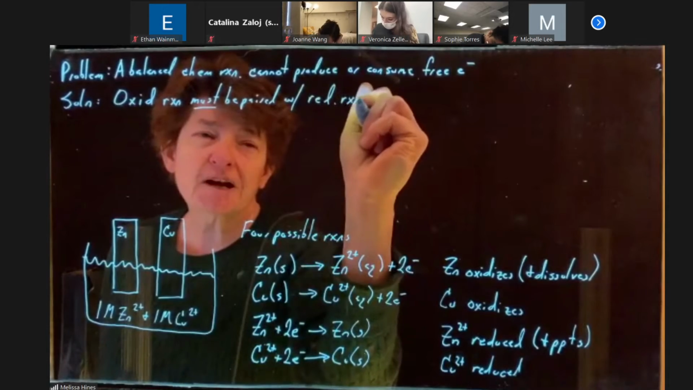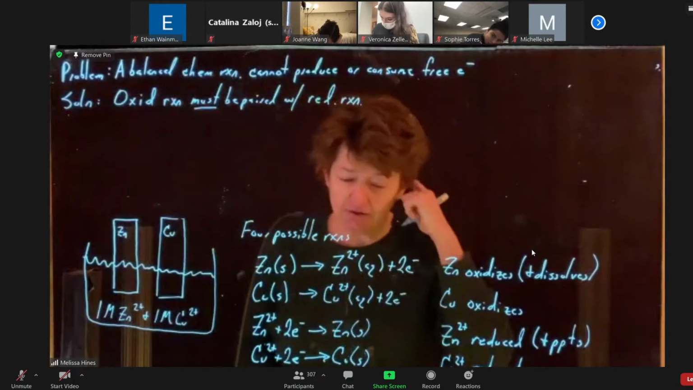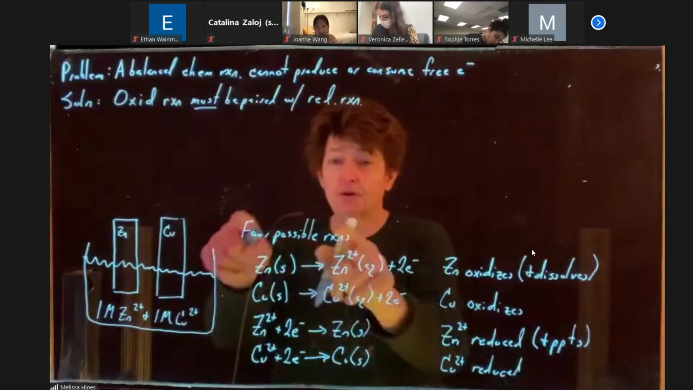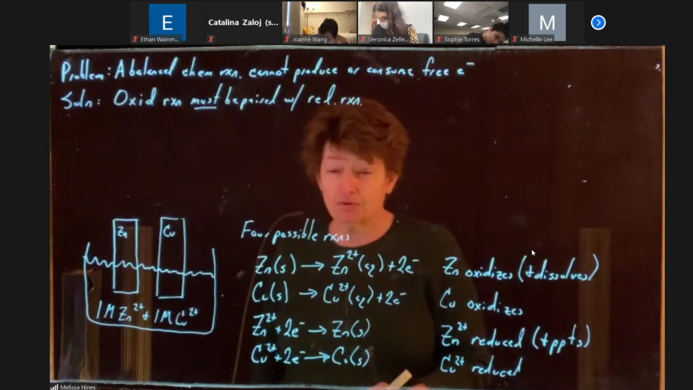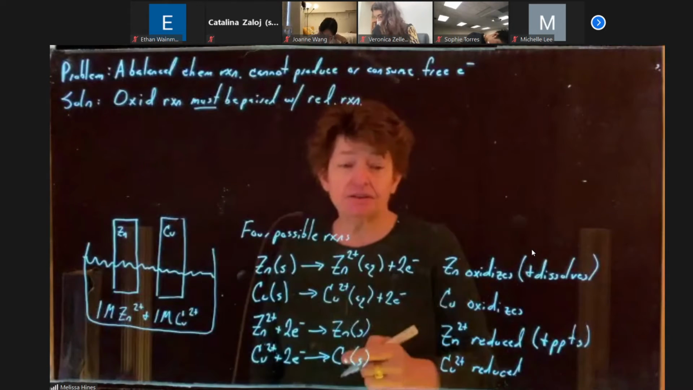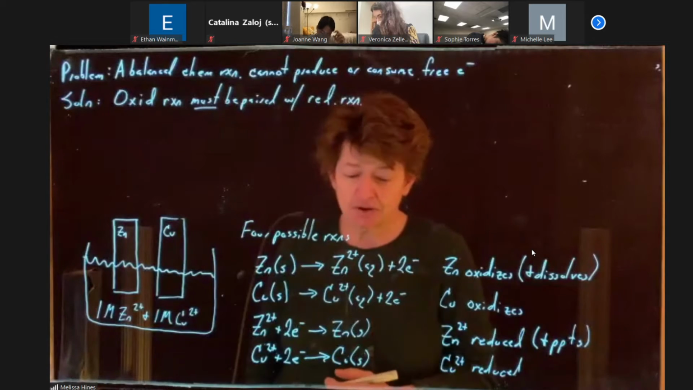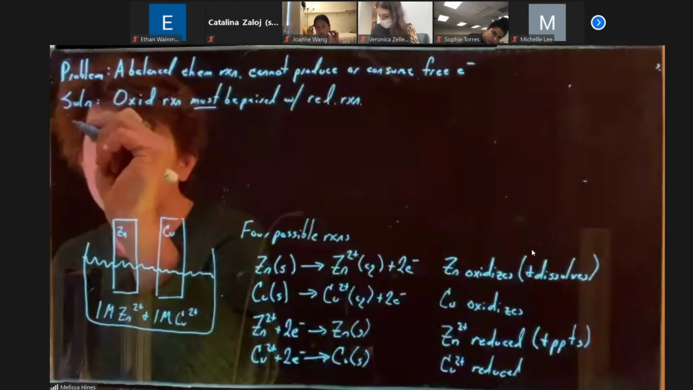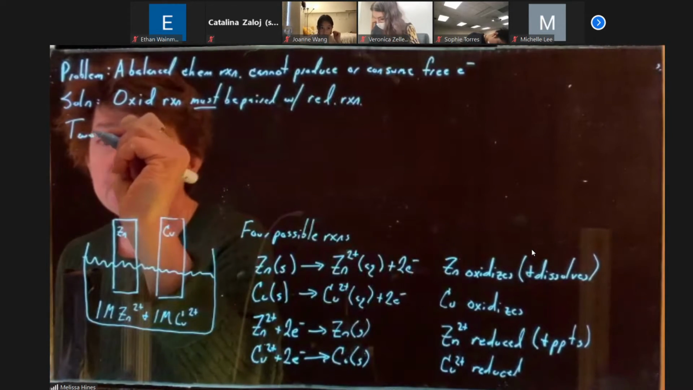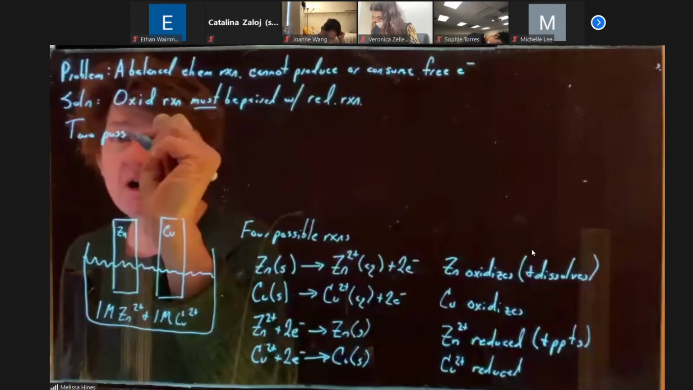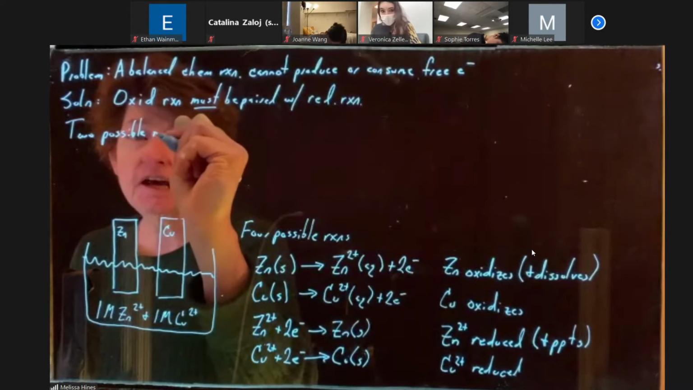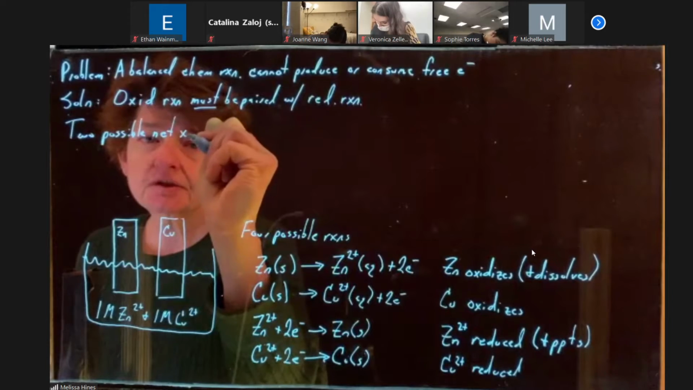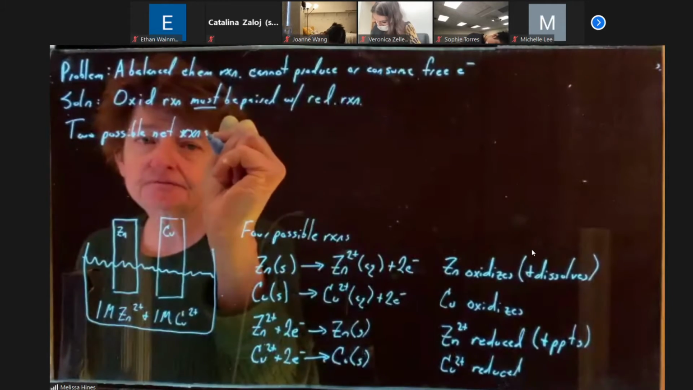And if we do this correctly, there are going to be no free electrons at the beginning. Okay, so we're going to start off with 4 possible reactions, but if I have to pair an oxidation and a reduction, that means there are really going to be 2 possible net reactions in the end. So what are those going to be?